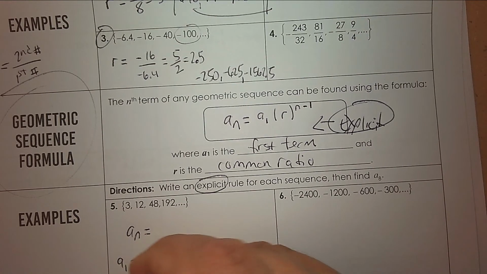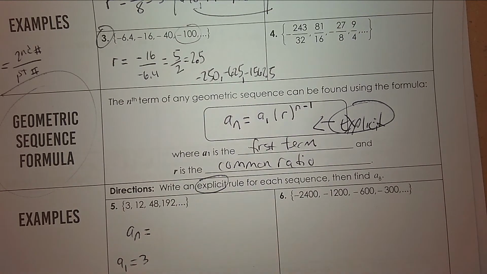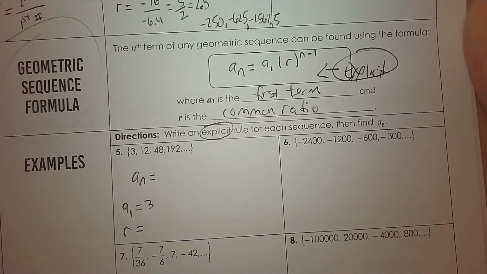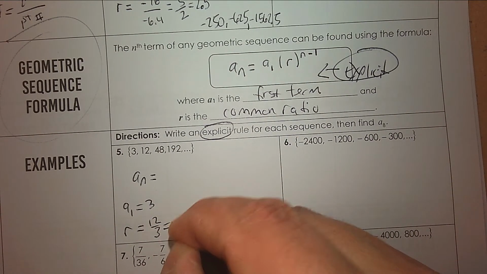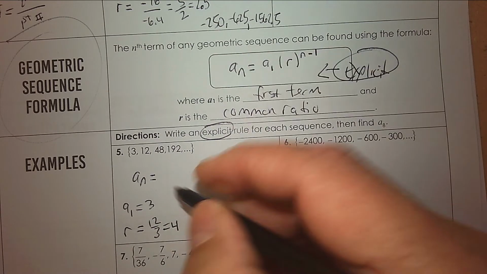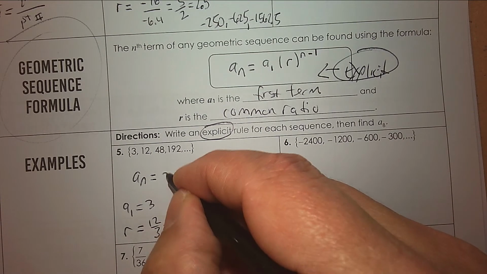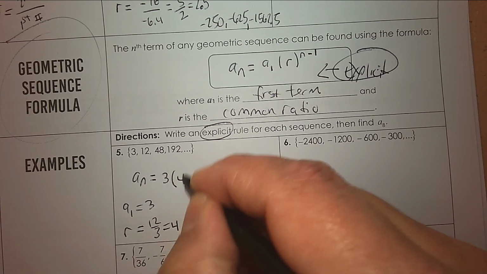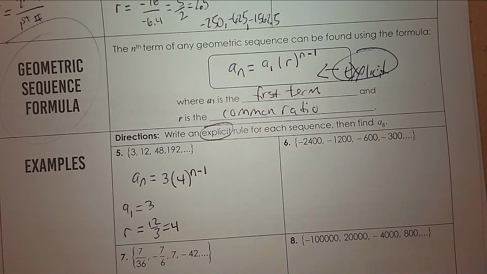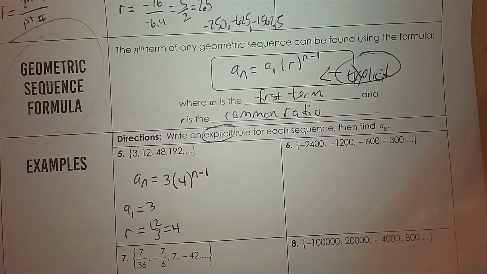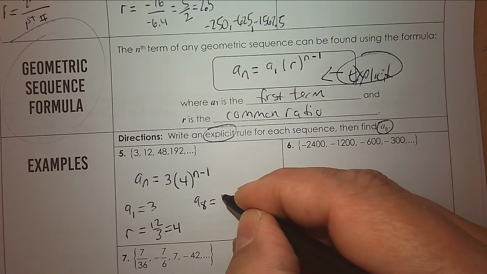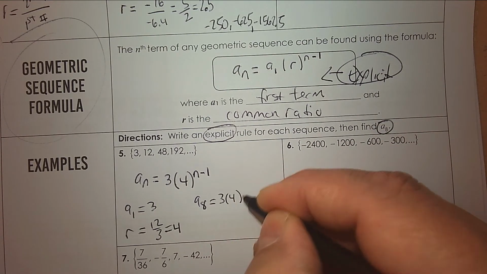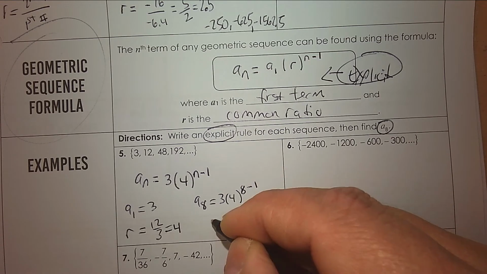The first term, a1, is 3. The common ratio, if you take two consecutive numbers and divide, so 12 divided by 3 is 4. So the formula then would be a1, the common ratio to the exponent, n minus 1. It says find the 8th term. So with that formula, take out the n and put in 8, and now use your calculator.